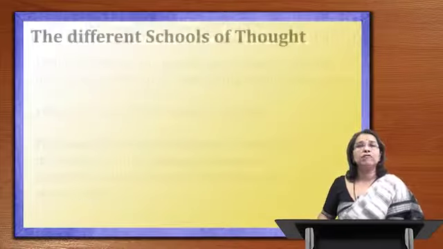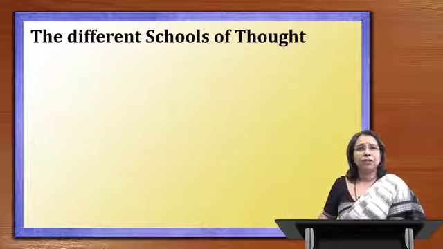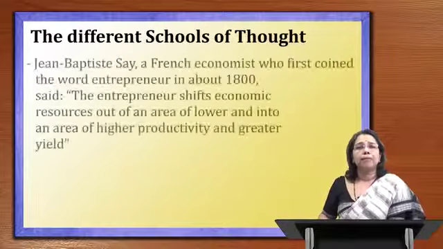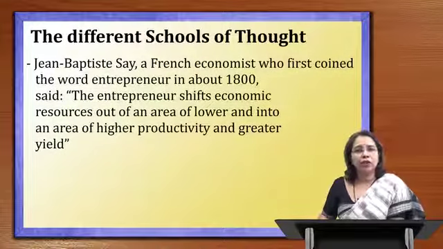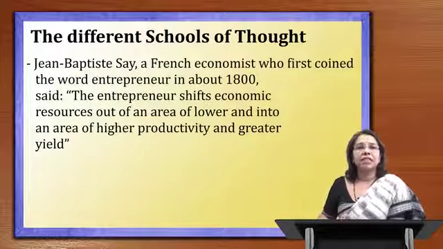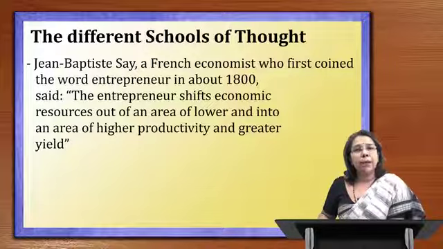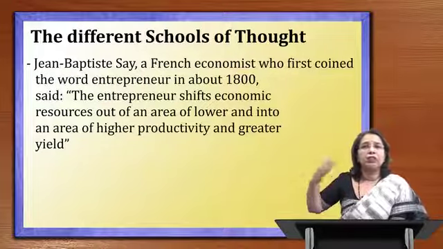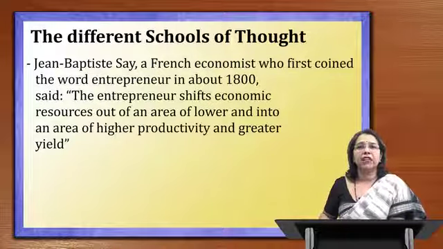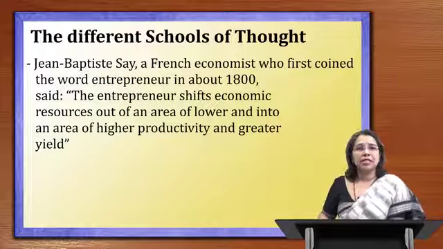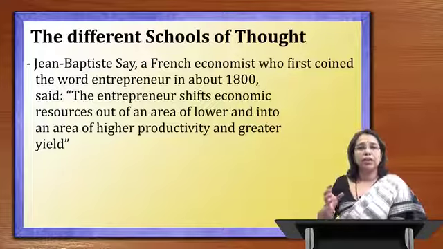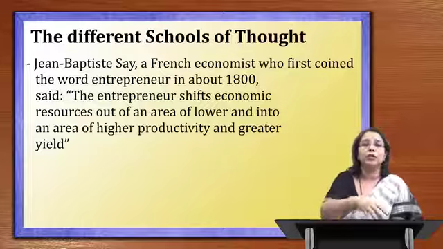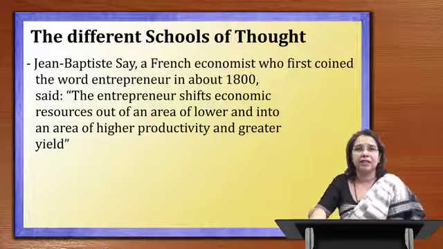So if we go into the different schools of thought of entrepreneurship, we should begin with Jean-Baptiste Say, who was a French entrepreneur, and he actually used the word entrepreneur for the first time in history. To Jean-Baptiste Say, the entrepreneur shifts economic resources out of an area of lower use into an area for higher productivity and for greater yield. This shows us that the concept of entrepreneur is making use of an opportunity which is there in one place and not there in another place.